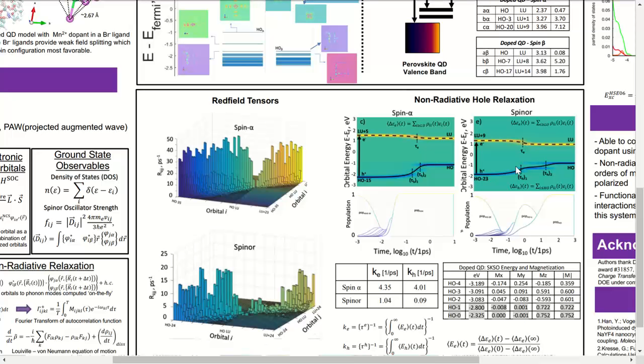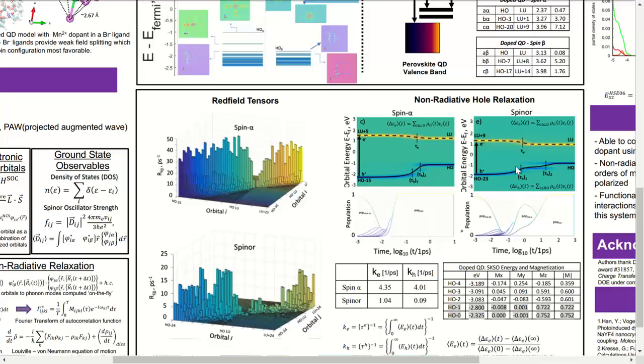So what I did is I compared the spin alpha, or the spin up electrons, which contain the states within the gap, to the spinor non-radiative relaxation. The Redfield tensors basically just control the rate of relaxation from one state to another. Once you put in an initial condition, these just tell the state how to relax to the band gap. For both systems, I chose initial conditions which were roughly equal in energy.